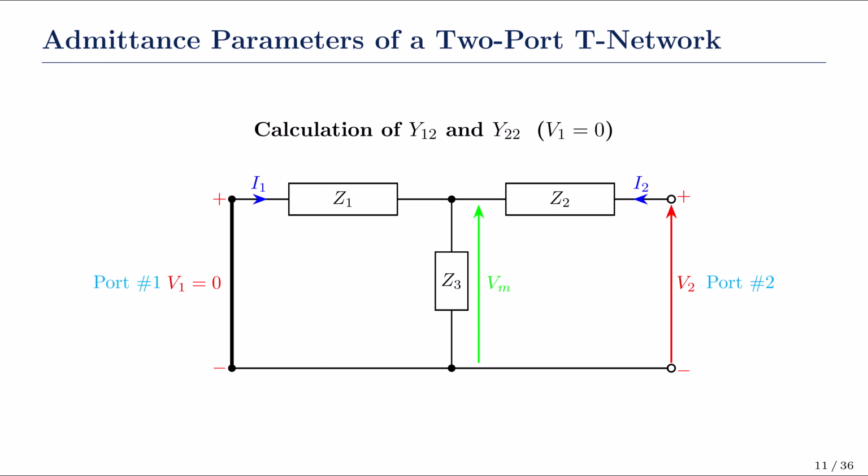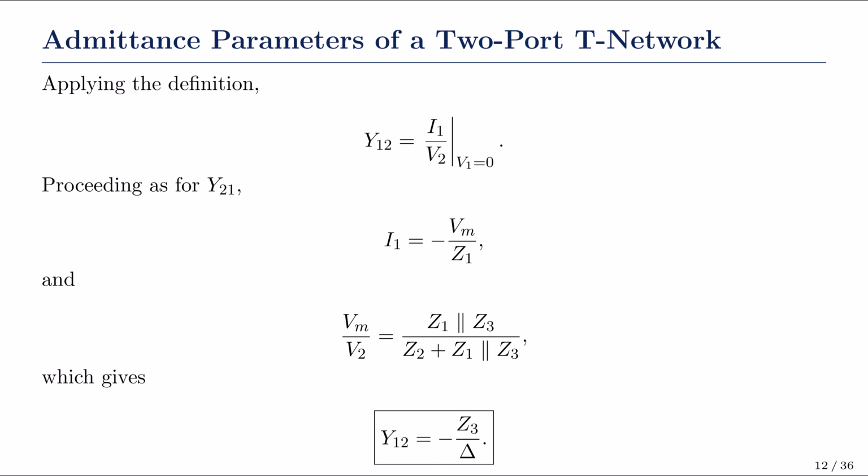The remaining transfer parameter Y12 is now obtained. Proceeding exactly as for Y21, we express the input current in terms of the intermediate node voltage and apply the voltage divider relationship. The resulting transfer admittance is Y12 equals minus Z3 divided by delta. Since Y12 equals Y21, the network satisfies the reciprocity property.